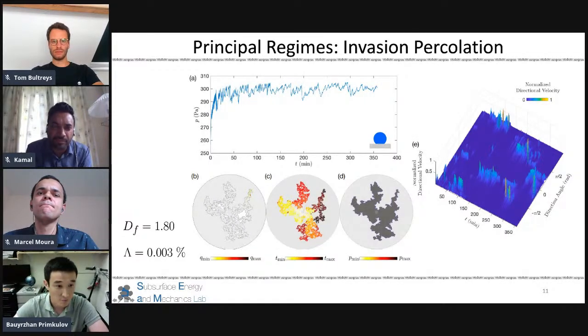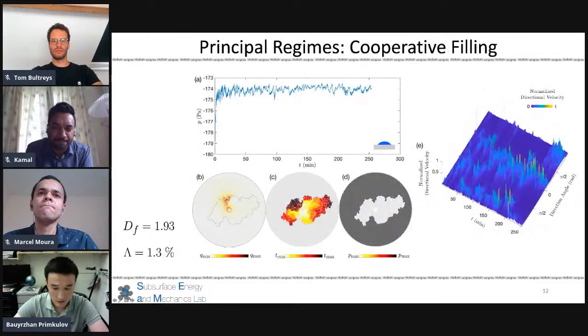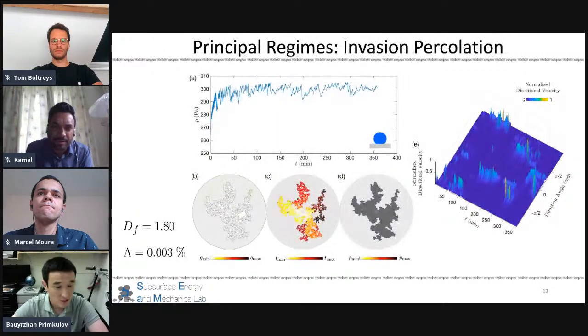As a result, you get a pressure signal that's very intermittent, and the flow is also very intermittent, changes direction frequently. Here, the fractal dimension that you calculate is similar to what is reported in the literature, and the activity index that we defined is very low, which means you have only one pore at a time that's really active.